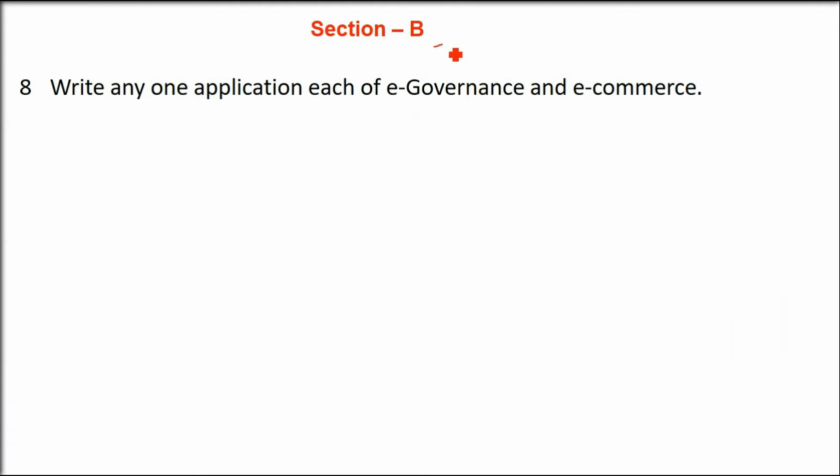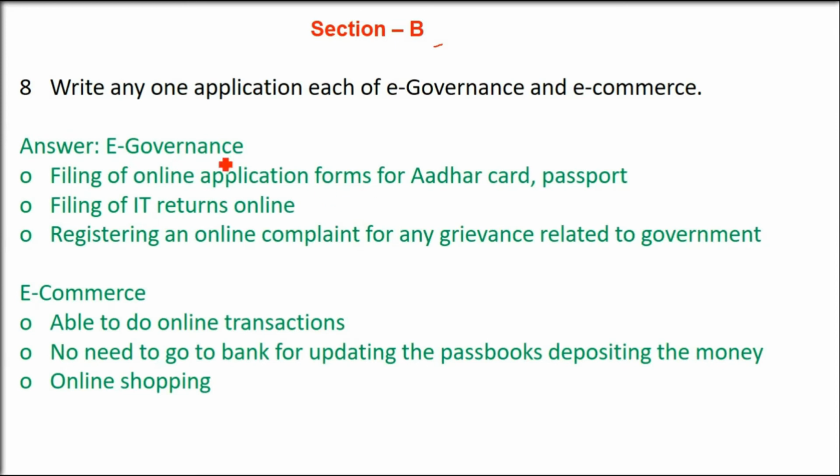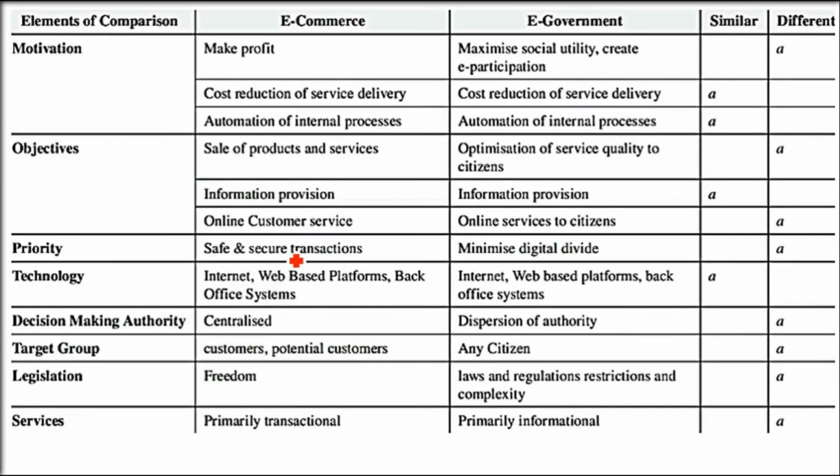This is section B. Write any one application each of e-governance and e-commerce. E-governance and e-commerce, let me take you through the different factors. So what are the elements? So motivation. E-commerce is basically for making profit. And this is cost reduction of service delivery, because the supply chain takes a lot of people involved and that delivery is to be automated. The internal process needs to be automated so that the people shouldn't be paid so much.